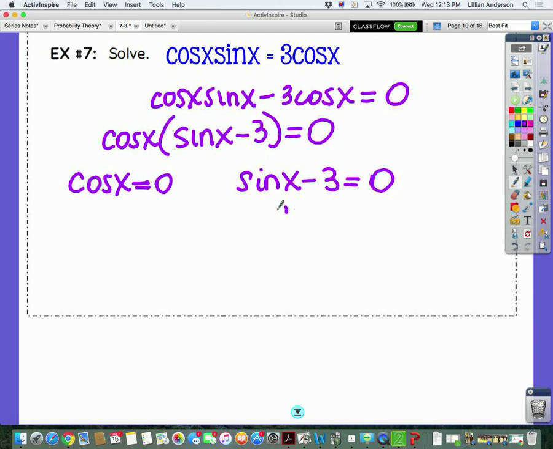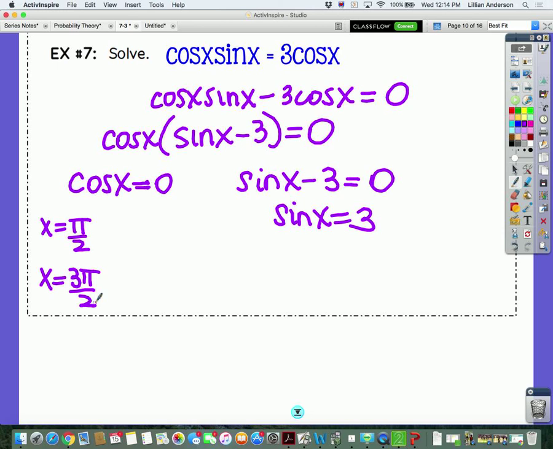So you'll have sine x equal to 3. And so basically what you'll have is two different equations that you're solving for, but the solutions you get are the solutions for this particular problem. So let's start with cosine x. Where on your unit circle is cosine 0? Pi over 2 and 3 pi over 2.